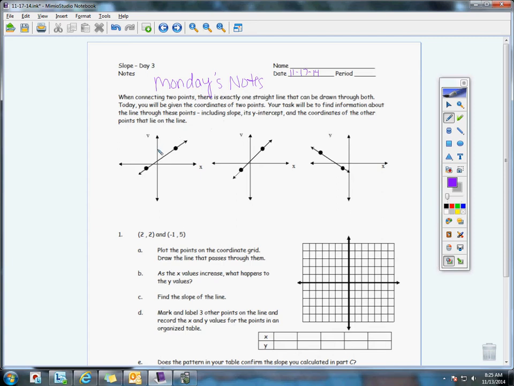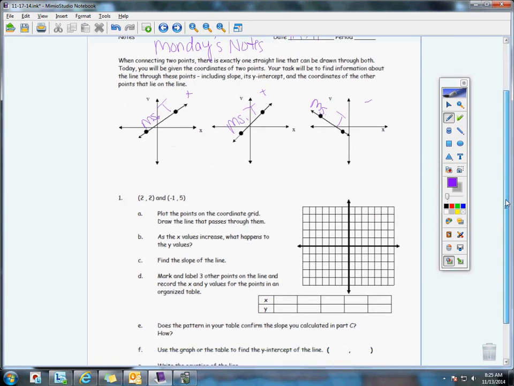So just a refresher, remember if you have lines and you have to decide if it's positive or negative slope, you can write your name on the line. If it goes up, it's positive. So both of these here would be positive, and if it goes down, it's going to be negative. Alright, so let's just go ahead and get right into your examples.